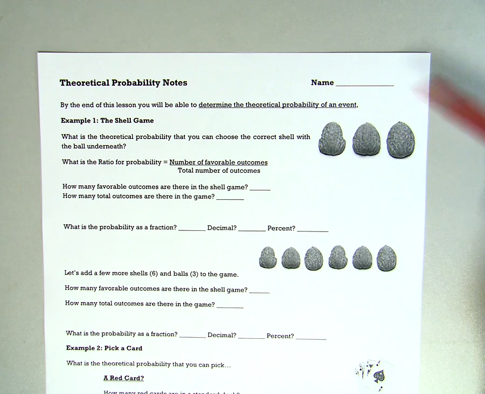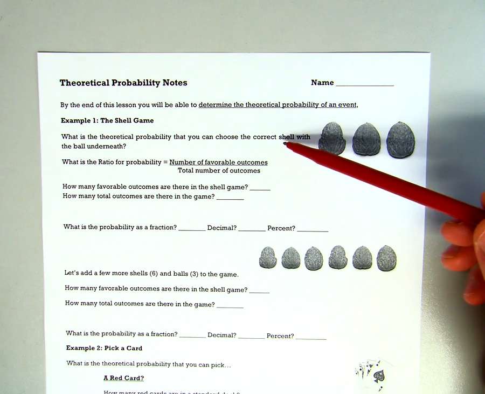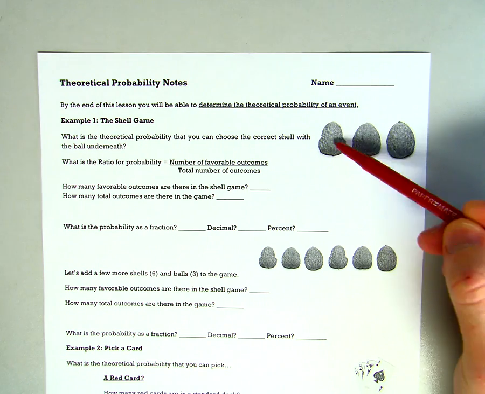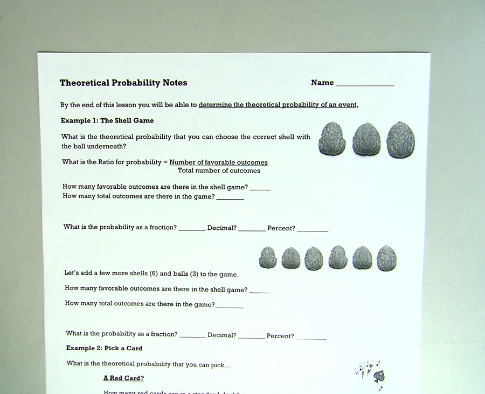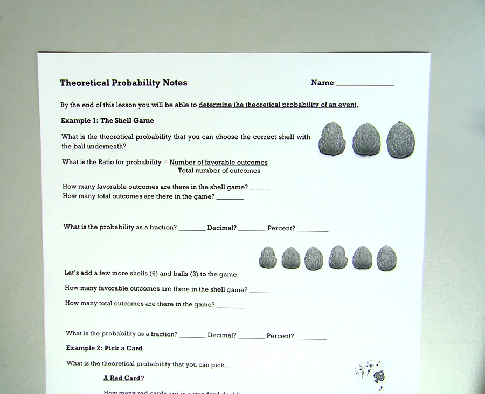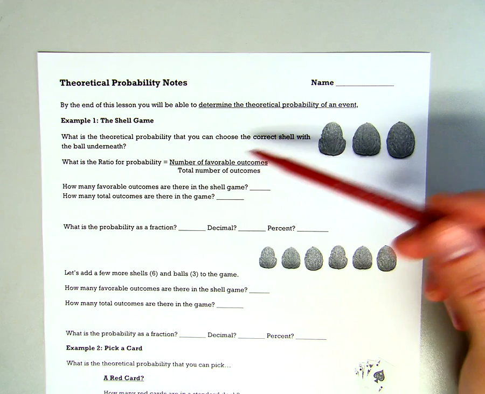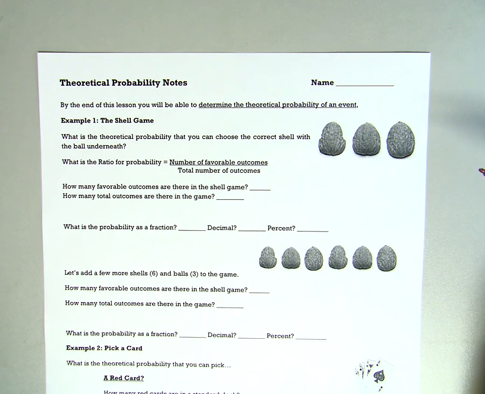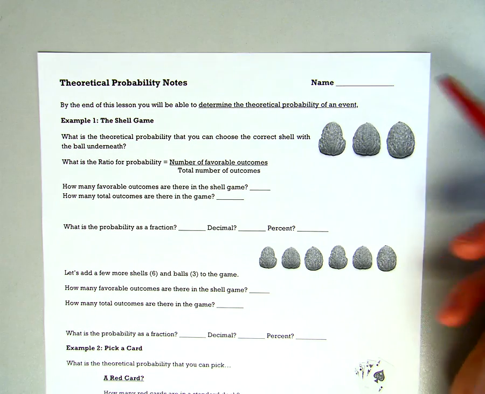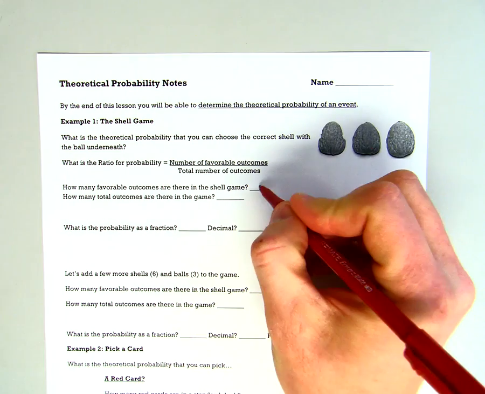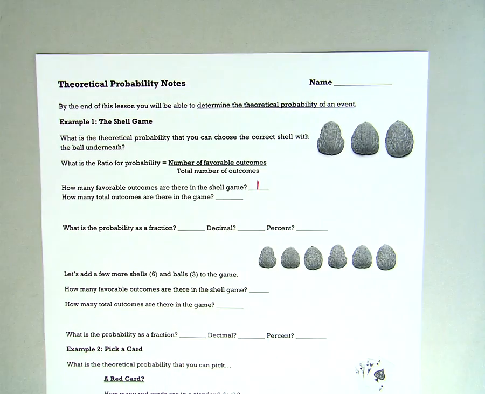Okay, so what is the theoretical probability that you can choose the correct shell with the ball underneath? There's supposed to be one ball underneath one of these shells, and our favorable outcome is the shell that actually has the ball underneath. So what is the ratio of our probability? It's the number of favorable outcomes over the total number of outcomes. How many favorable outcomes are there in the shell game? If there is one shell with a ball underneath, that is our favorable outcome.